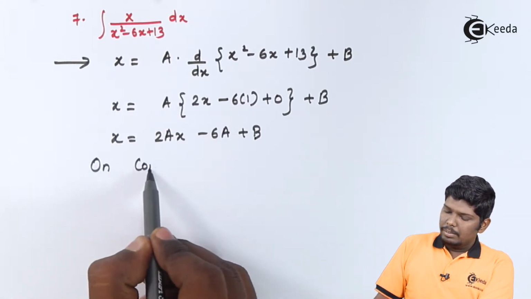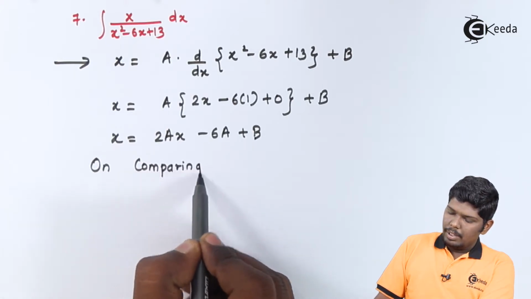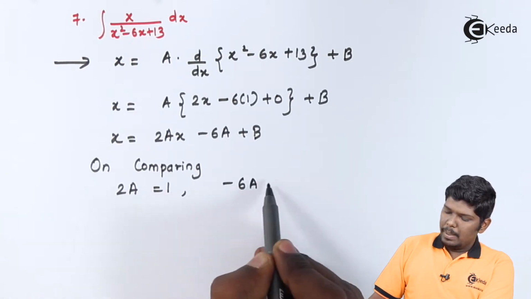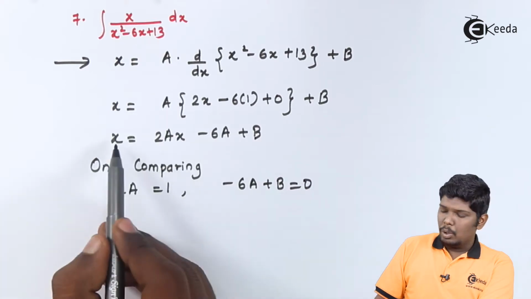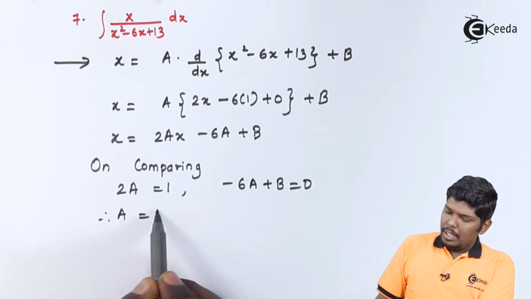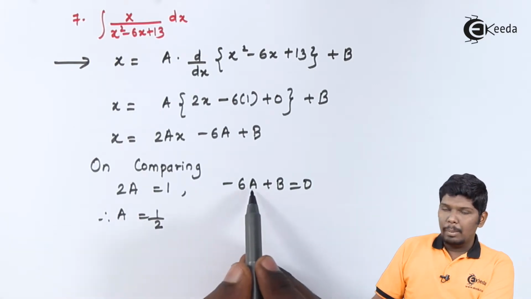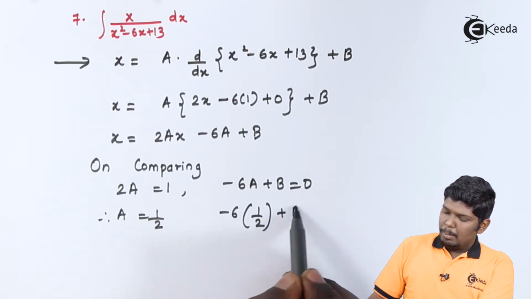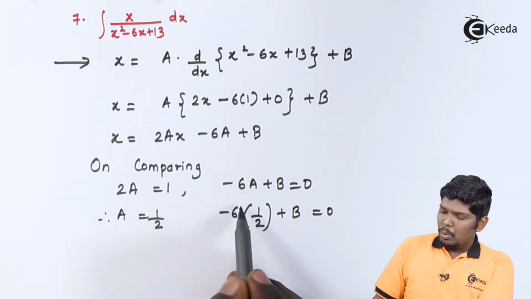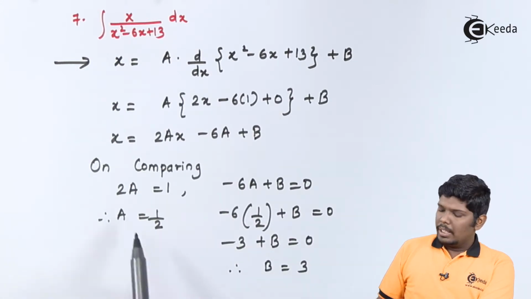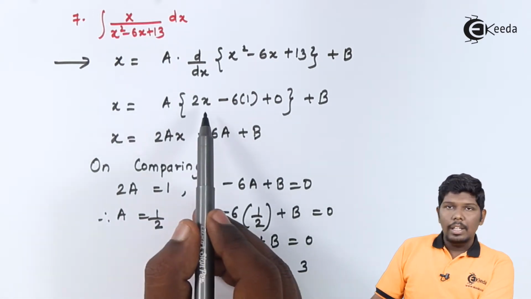Here on comparing, you can see 2a will be equal to 1 and minus 6a plus b will be equal to 0 as no constant term is present in the left hand side. Therefore, the value of a here is 1 by 2 and substituting value of a as 1 by 2 we can find the value of b. Minus 6 into 1 by 2 plus b will be 0. Here we have 2 1s are 2, 3s are minus 3, plus b will be 0. Therefore, b is equal to plus 3. Now let us substitute the values of a and b in this equation.